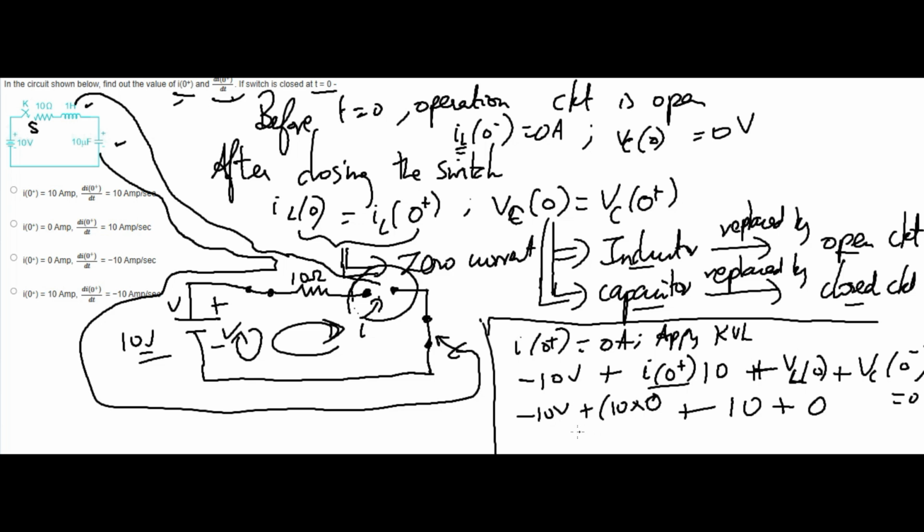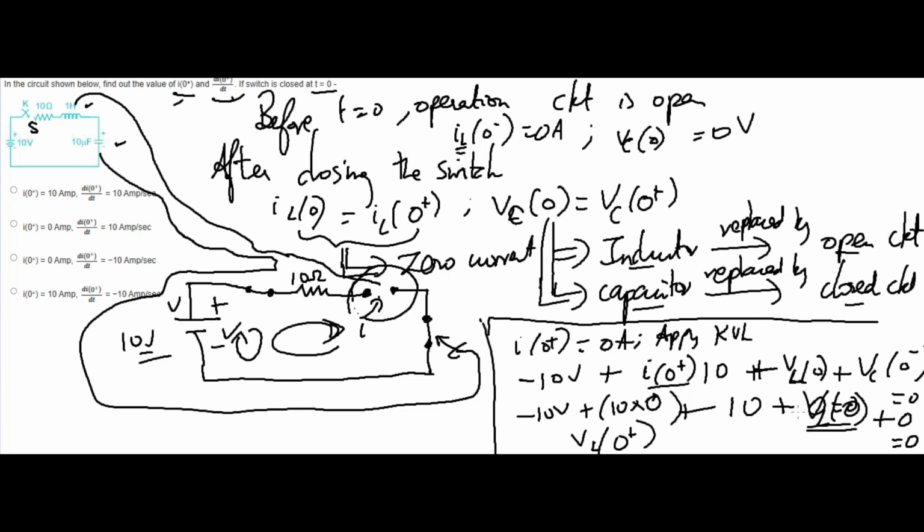So if I do solving, you will get the answer. If it is equal to 0, if you solve, you will get the answer of VL of 0 plus. So this one I have to write: 10 plus VL of 0 plus, which you can write as 0. Then it's equal to 0.